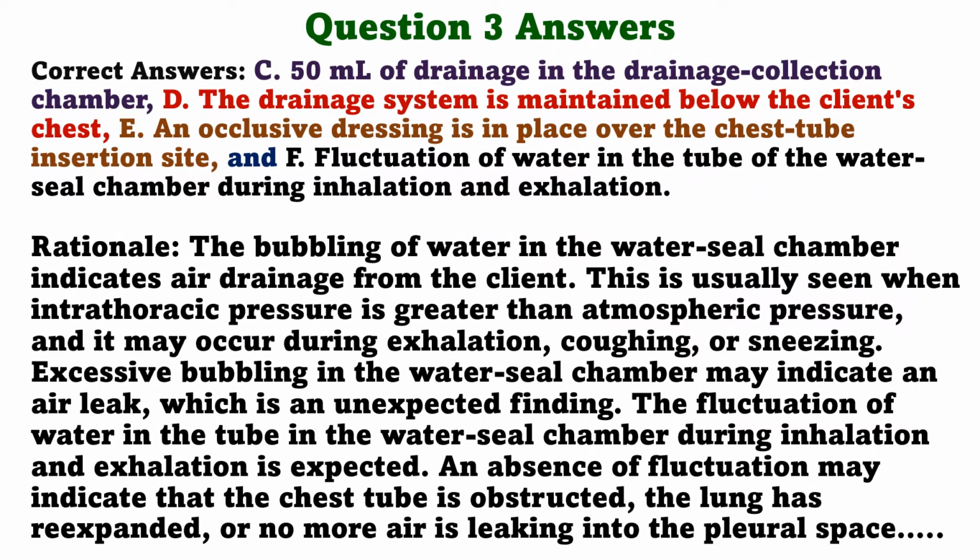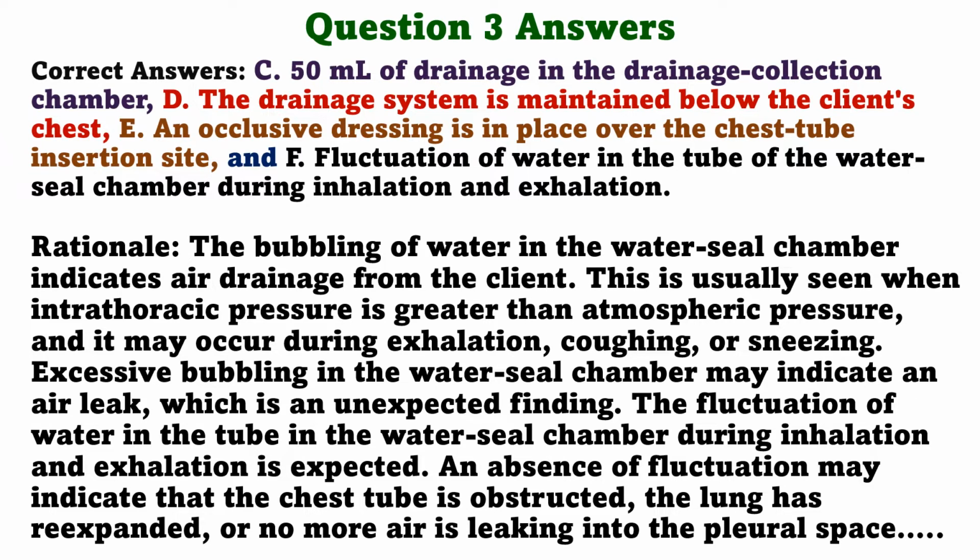The correct answers are C. 50 milliliters of drainage in the drainage collection chamber. D. The drainage system is maintained below the client's chest. E. An occlusive dressing is in place over the chest tube insertion site. And F. Fluctuation of water in the tube of the water seal chamber during inhalation and exhalation.